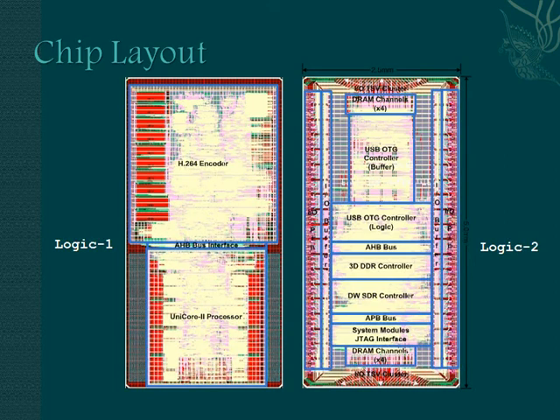Here is the layout of our 2 logic layers. We have the Unicore 2 processor and H.264 encoder on logic 1 and all the other logic and I/O TSV cluster on the other layer.